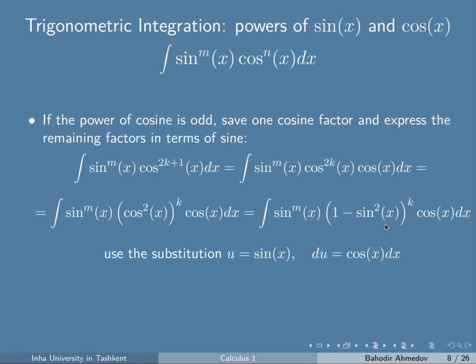So now we can just use the substitution. u is going to be sine of x, and du is going to be cosine of x dx, right? So I found a function whose derivative is also here. Then I can substitute this with u to the power of m. This thing is going to be (1 minus u squared) to the power of k, and this thing is going to be du.